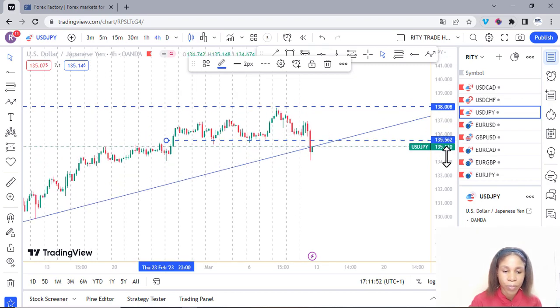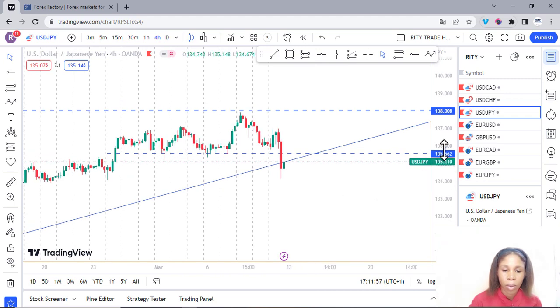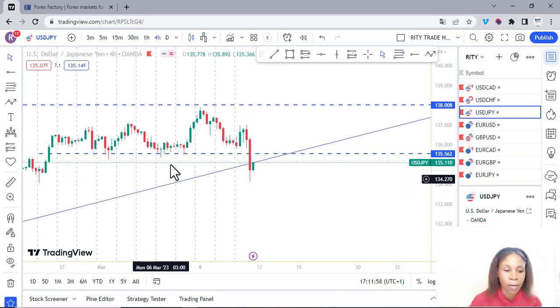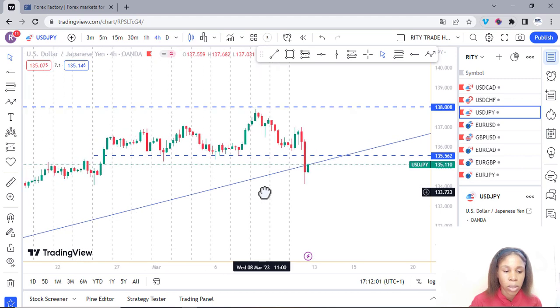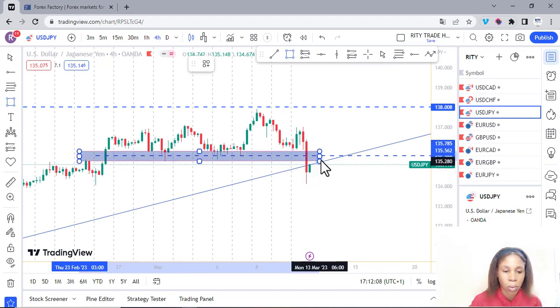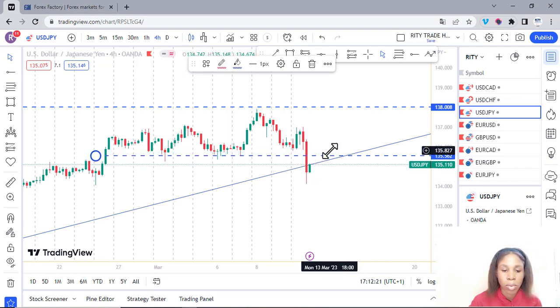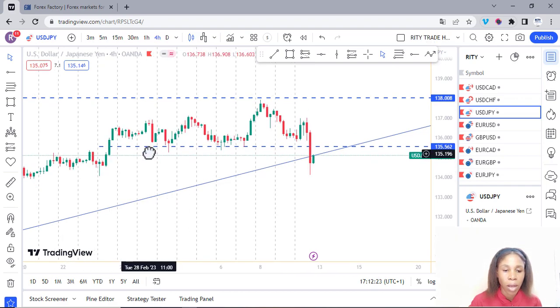So as you can clearly see, this level is holding. So I can choose to mark it out as a zone. Let me just see how it will play out. So guys, you can see it acted as support, as resistance here. It acted as resistance here and as support. Now it has taken off this major structure. Let me take this out so I can have a clearer view.